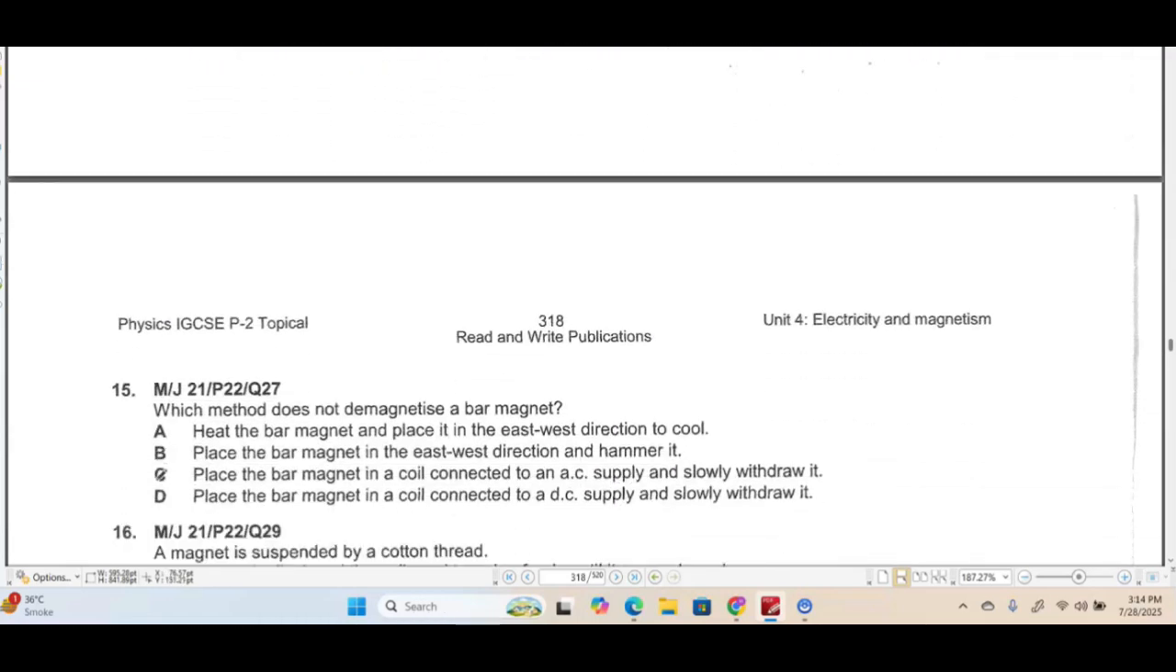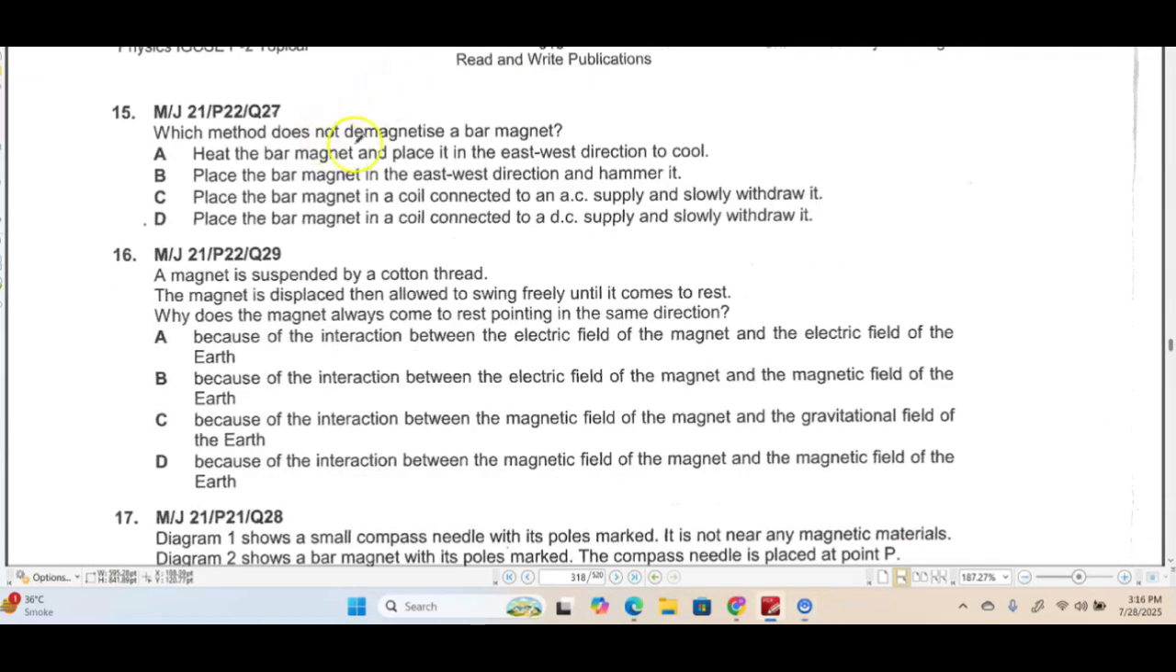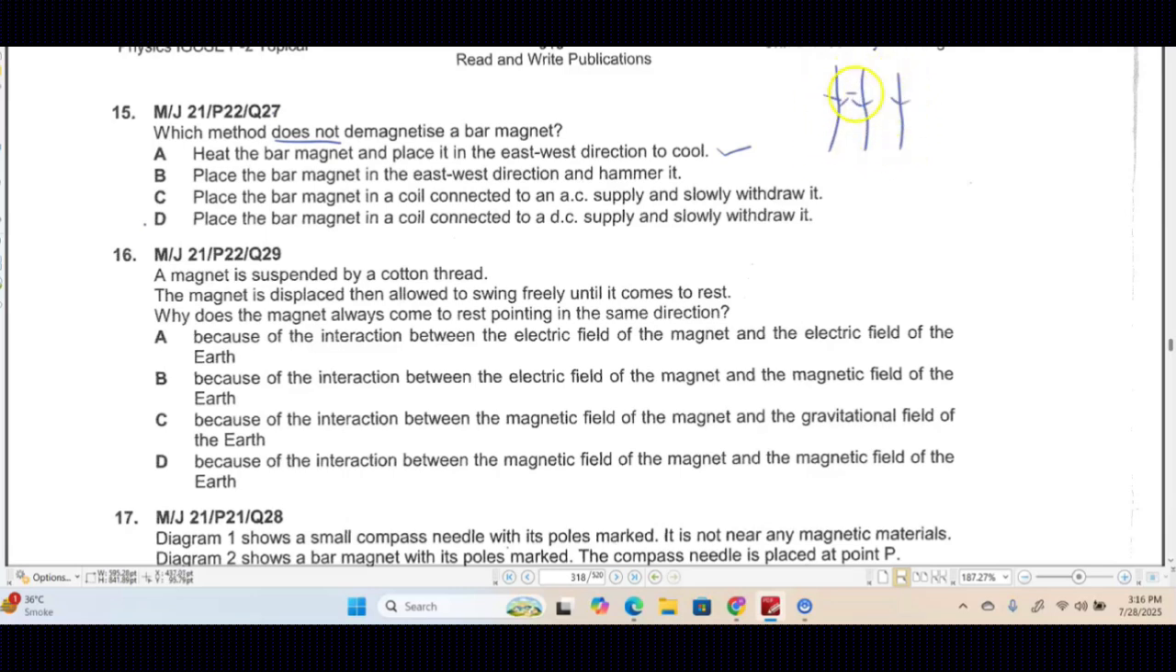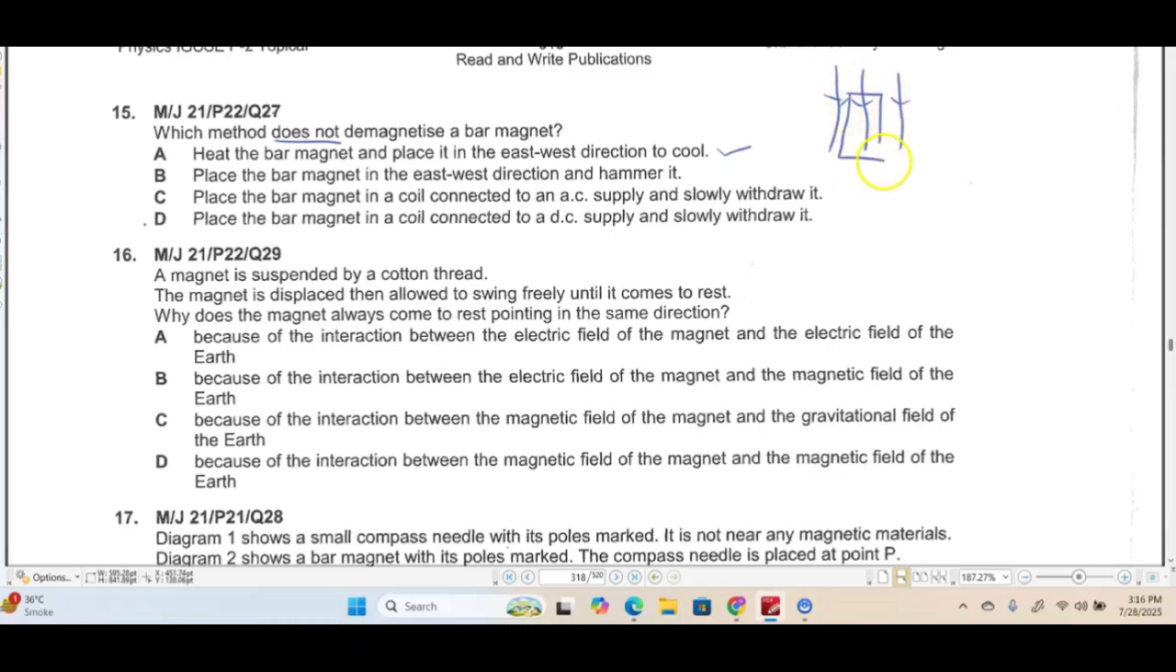Moving forward, which method does not demagnetize a bar magnet? Okay. Heat the bar magnet and place it in the east-west direction to cool down. Yes, this is going to demagnetize it. Because you just saw that if we wanted to magnetize it, we were keeping it parallel to the magnetic field lines, as opposed to when it was lying in the east west direction, that is going to demagnetize the magnet, not magnetize it.